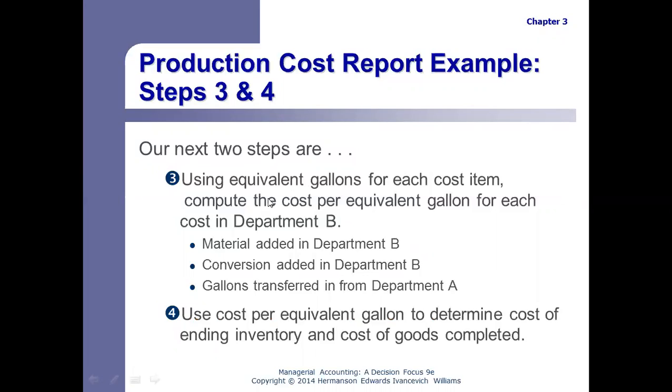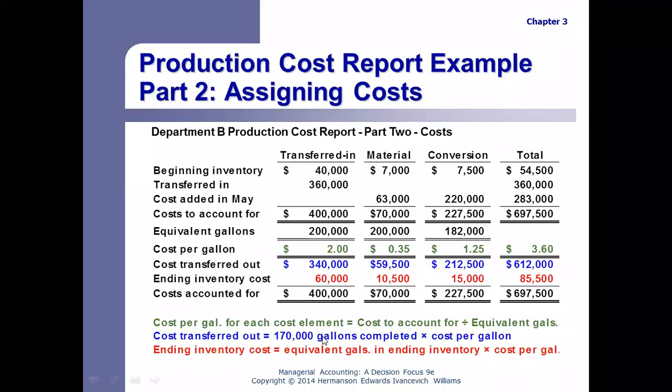Then the next two steps in this production cost report. So we take that equivalent unit for each item, and then you add it to the materials that were added, the labor and the manufacturing overhead that was added to the department. And then you use the cost per equivalent gallon to compute the ending inventory and cost of goods sold, or cost of goods completed.